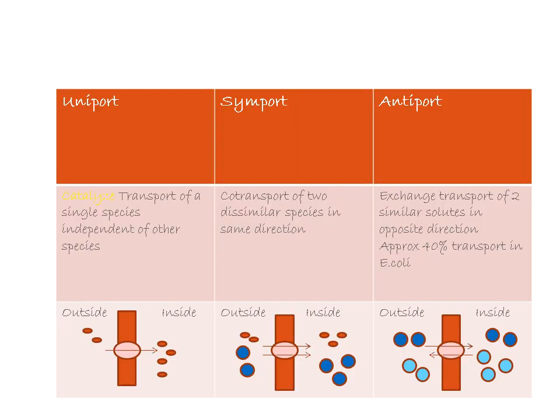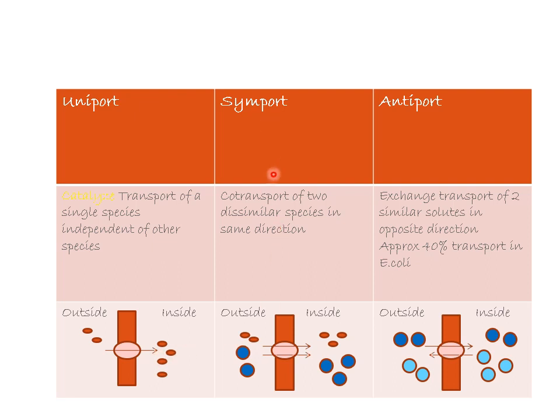Now coming to uniport. Uniport catalyzes transport of a single species independent of any other species. Suppose this is outside of the cell and this is inside of the cell. There is only a single kind of molecule being transported in a single direction, from out to in. There is no other molecule involved and no other direction involved. This kind of transport we call uniport: a single species independent of any other species.